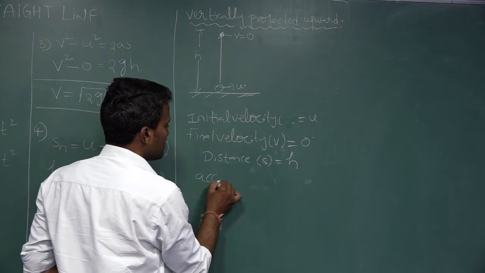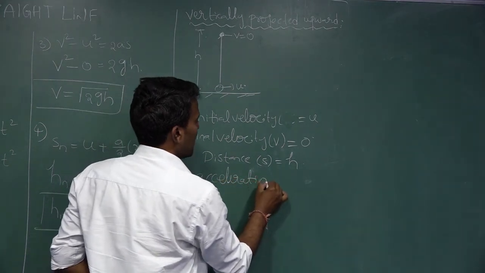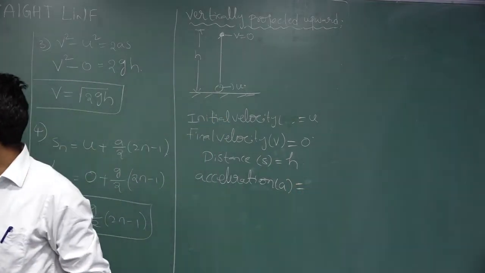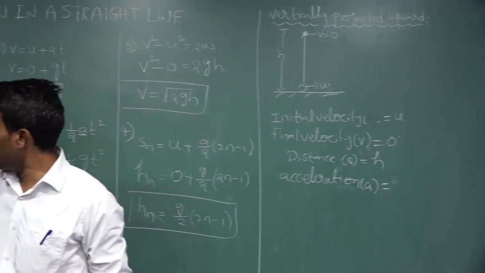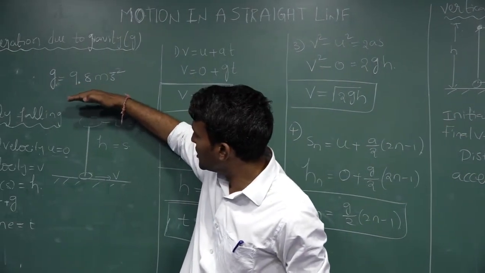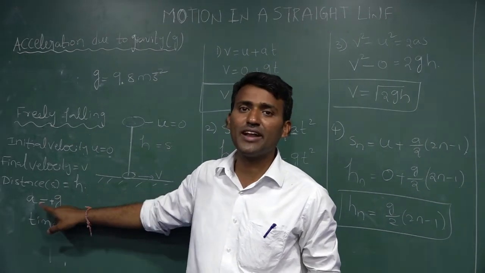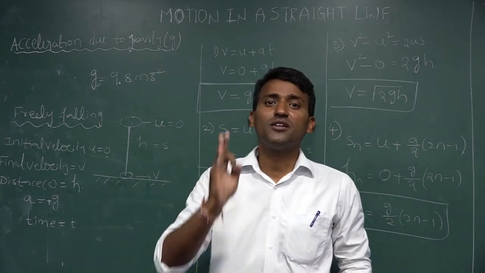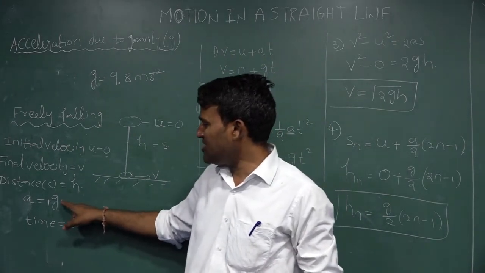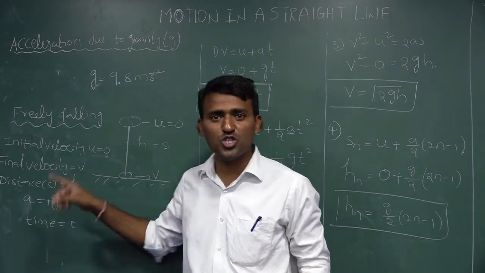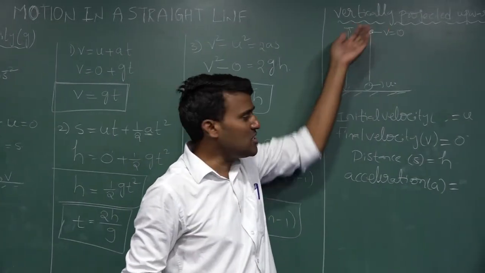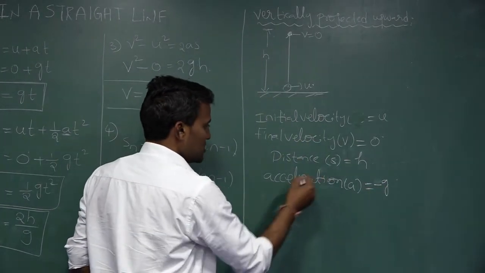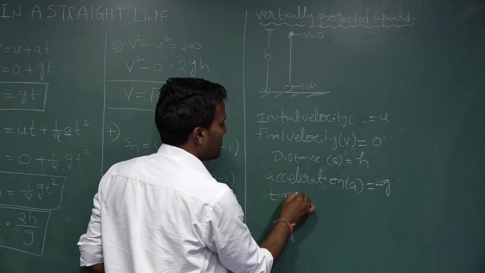Next one, acceleration. What about acceleration? In this situation, when the object is moving downward, acceleration is nothing but acceleration due to gravity, plus g I have written, because acceleration due to gravity is a vector quantity. When it is a vector quantity, it is in the downward direction. If I consider upward as positive, then when it is going upward I have to write minus g. Then after, we have to write time. Time is equal to t.